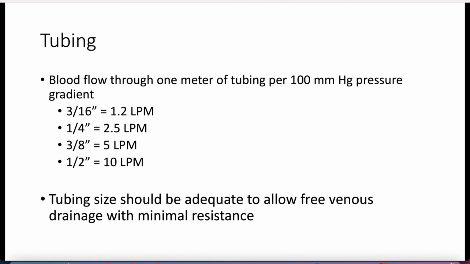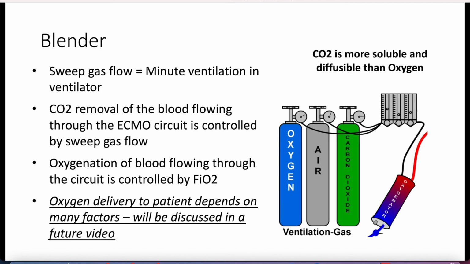It is essential to have the tube big enough to allow free venous drainage with minimal resistance. The amount of gas that flows through the oxygenator every minute is called the sweep gas flow. It's measured in liters per minute.